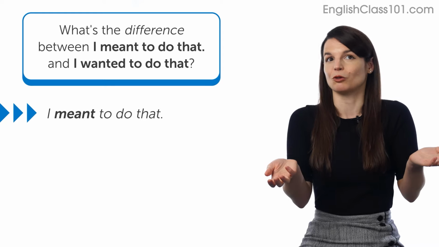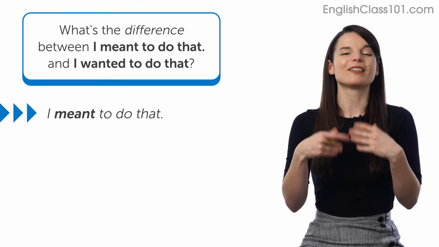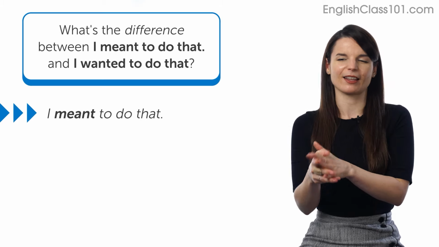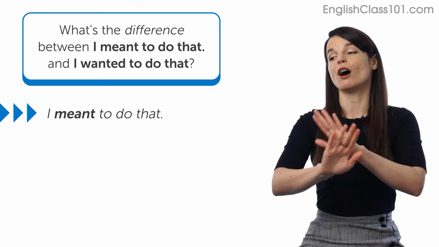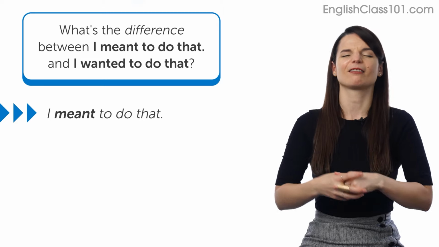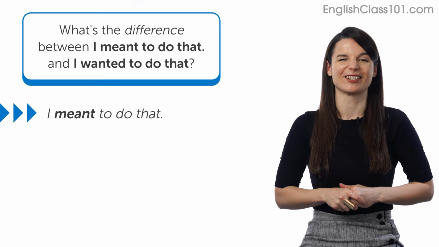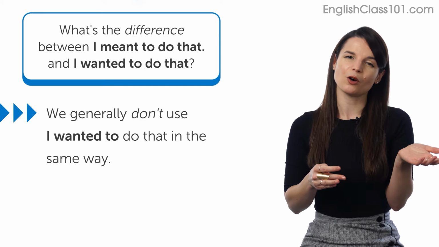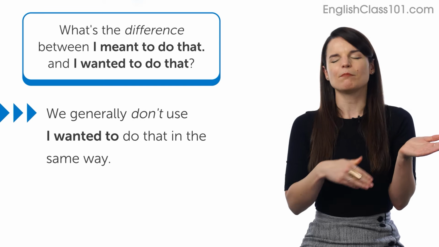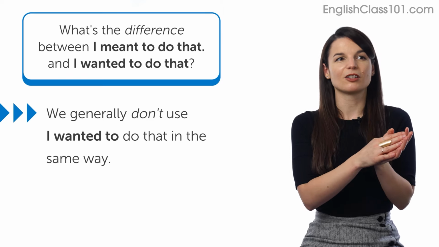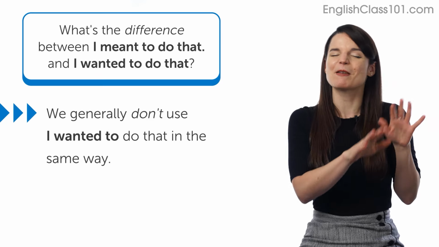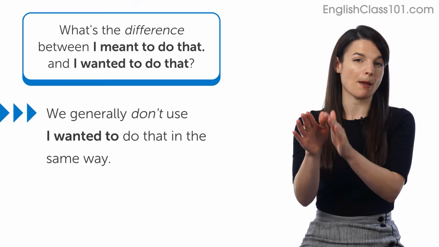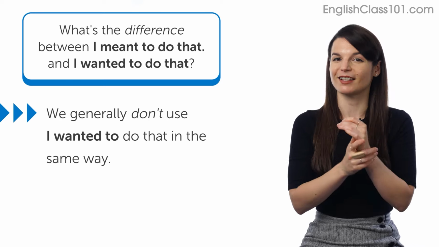Of course, we don't usually mean to fall down, right? But sometimes we like to use I meant to do that as a way to cover up a mistake. Like, this was planned. This was my idea all along. Yeah. This was my idea. I meant to do that. Sometimes people use it in this way. We generally don't use I wanted to do that. Maybe some people will use I wanted to do that. Oh yeah, that's what I wanted to do. People might use it in this way, but we tend to use I meant to do that a bit more to cover up our mistakes in this way.